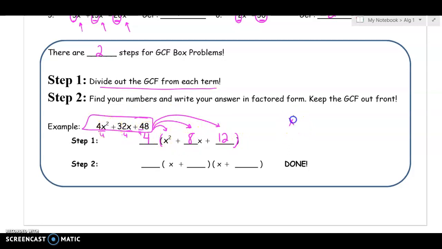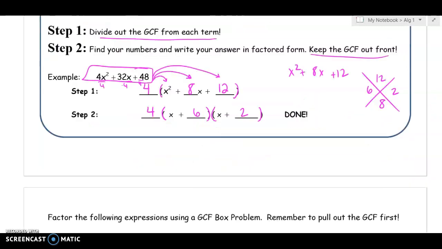Now we have x squared plus 8x plus 12. That we know what to do with. We do our box problem. It's got to multiply to be 12, add to be 8. So those numbers are going to be 6 and 2. So inside our parentheses, we're going to have x plus 6 and x plus 2. And the GCF is going to stay out in front, so the 4 stays there. All right, let's practice this a little bit more on the next page.